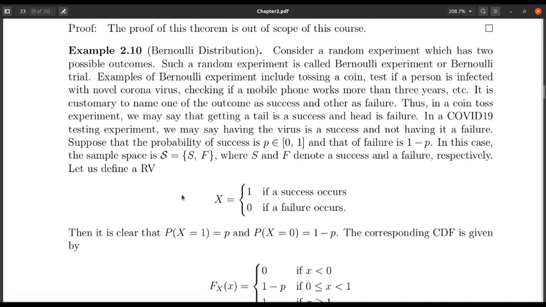And in this case, if I know the probability of success and the probability of failure, I am able to find the probability that X equals 1, because the probability that X equals 1 is exactly the same as the probability of success occurring, and we denote it here by p. The probability of success is denoted by p, and similarly the probability of failure will be 1 minus p. So clearly the probability that X equals 0 will be 1 minus p.